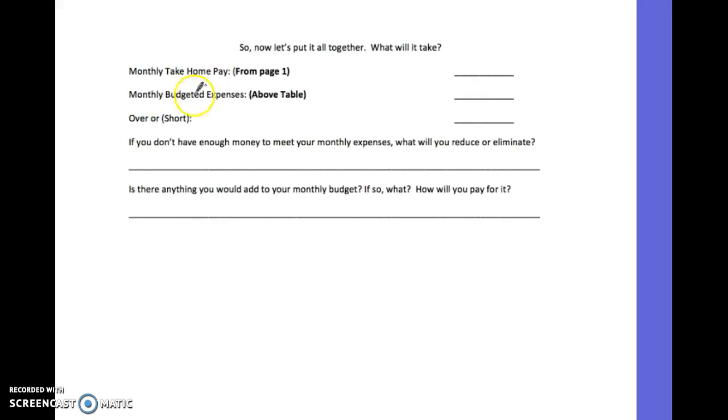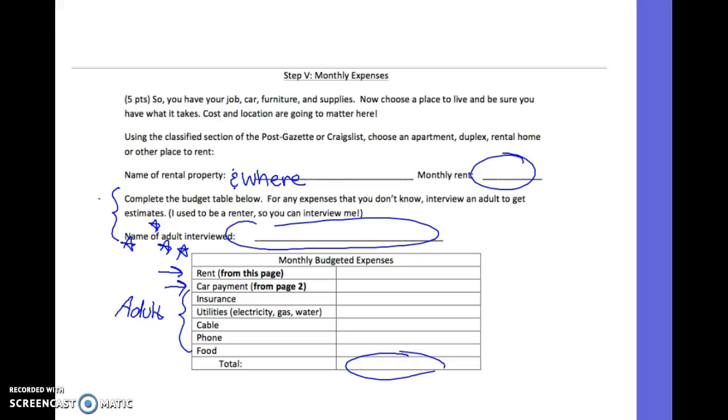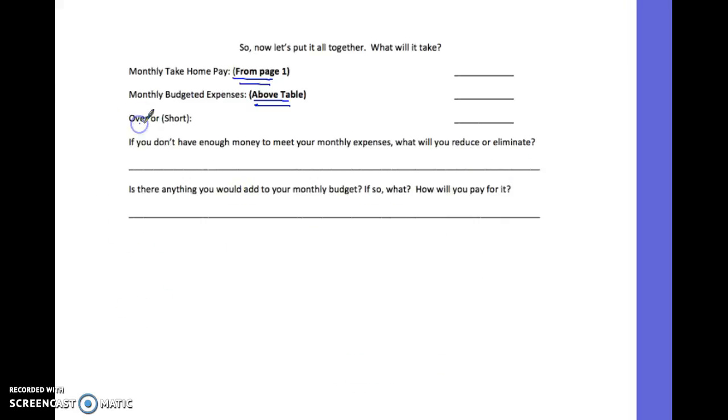So your monthly take-home pay, you got that from page 1. That was the very first thing that you did. Your monthly budgeted expenses, that was what you had right here. That's your monthly budgeted expenses. Then are you over or were you short? Meaning, subtract the 2. Did you have enough money to cover all of your expenses? And answer these 2 final questions.